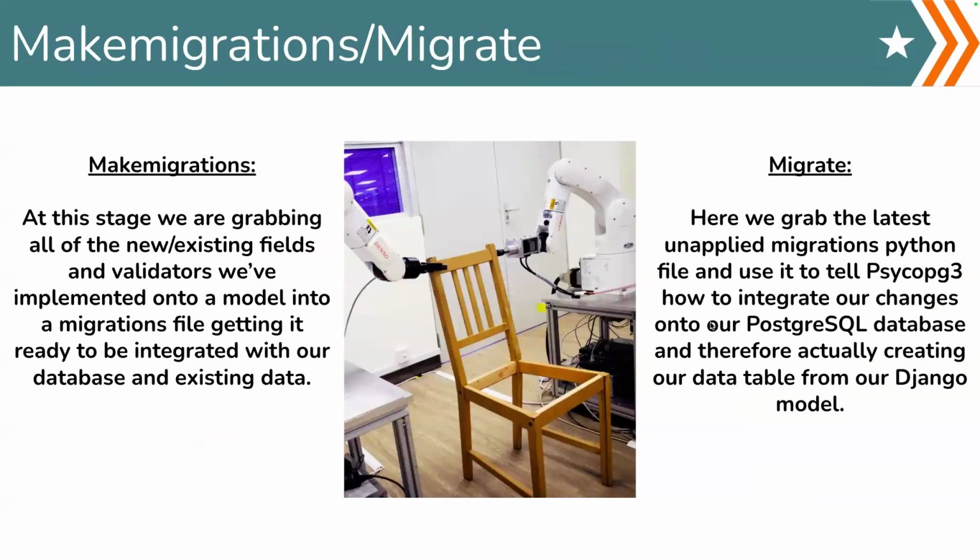Now, the make migrations and migrate portion. So at this stage, we're grabbing all of the new existing fields and validators we've implemented onto a model, into a migrations file, getting it ready to be integrated with our database and existing data. In the migrate portion, we grab the latest unapplied migrations, which is a Python file, and use it to tell Psycopg how to integrate our changes onto a PostgreSQL database, therefore actually creating our data table from our Django model.